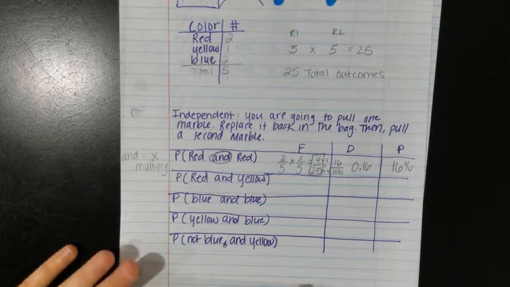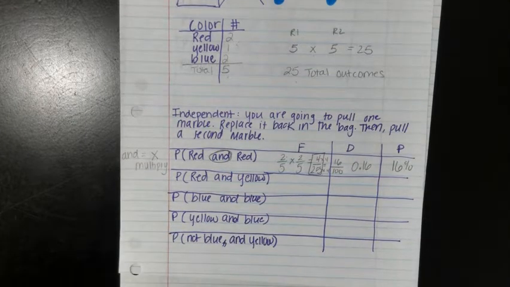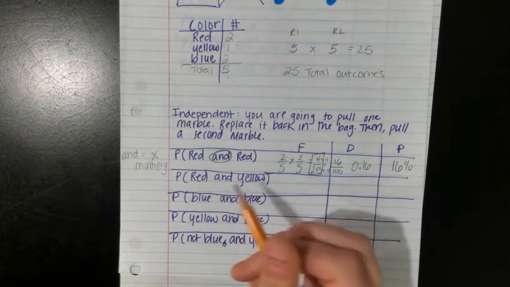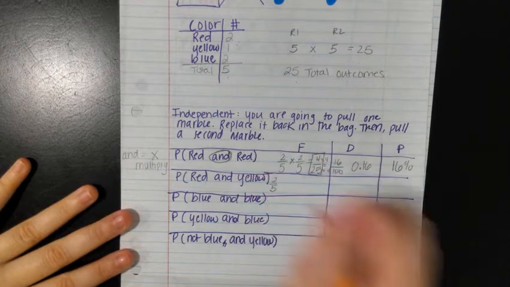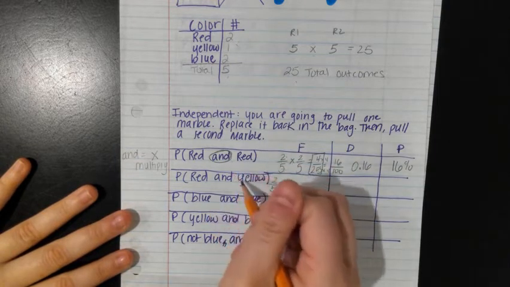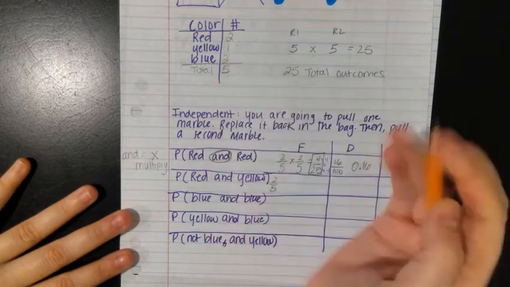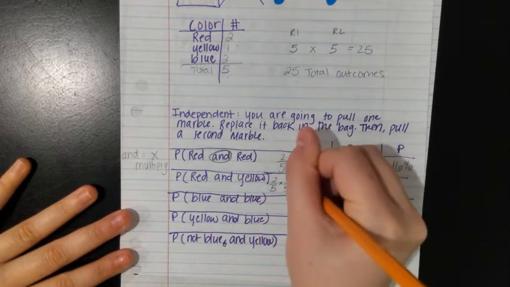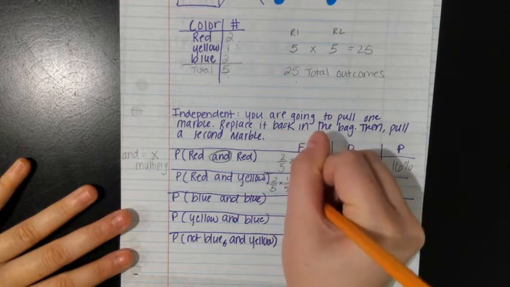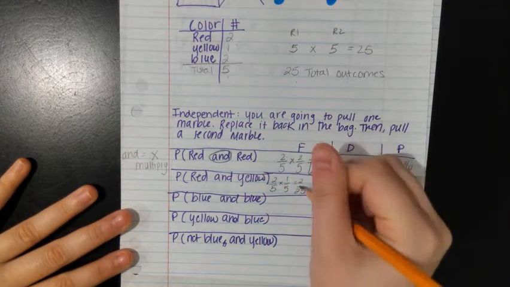All right, let's do red and yellow. What's the probability of red? It would be 2 out of the 5 options. And then yellow is 1 out of the 5 options. So we're going to multiply that. 2 times 1 is 2. 5 times 5 is 25. Can't simplify, so that's our fraction.